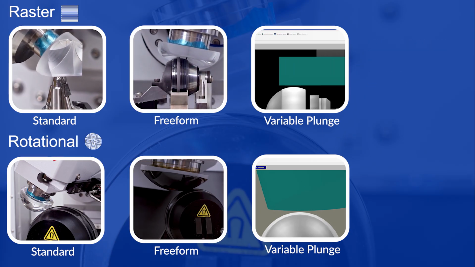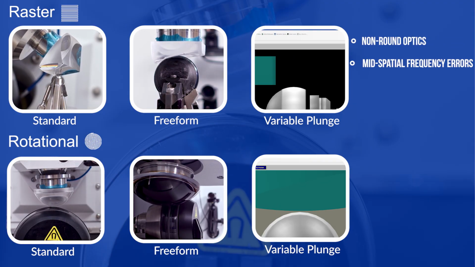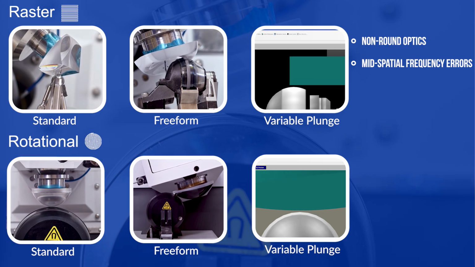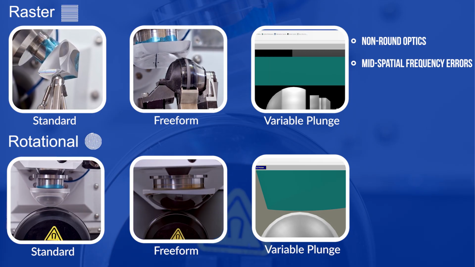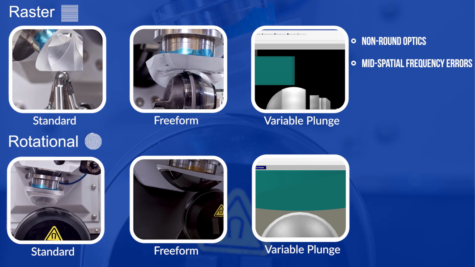As you can see, each software mode has unique strengths depending on the optic and application. In general, raster modes allow polishing of a broader range of geometries, including non-round optics like A-spheres and freeforms. These modes are especially effective at correcting mid-spatial frequency errors with minimal material removal.